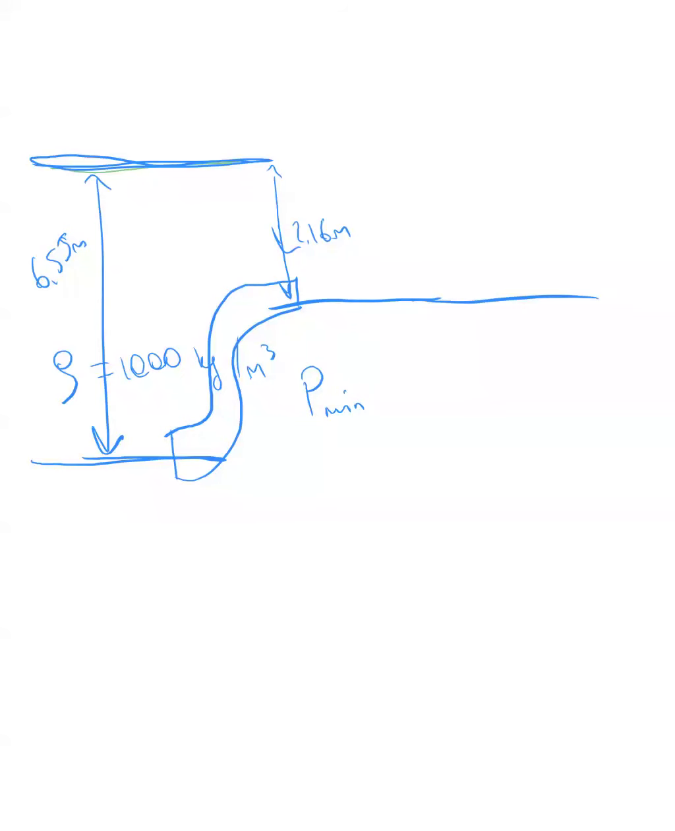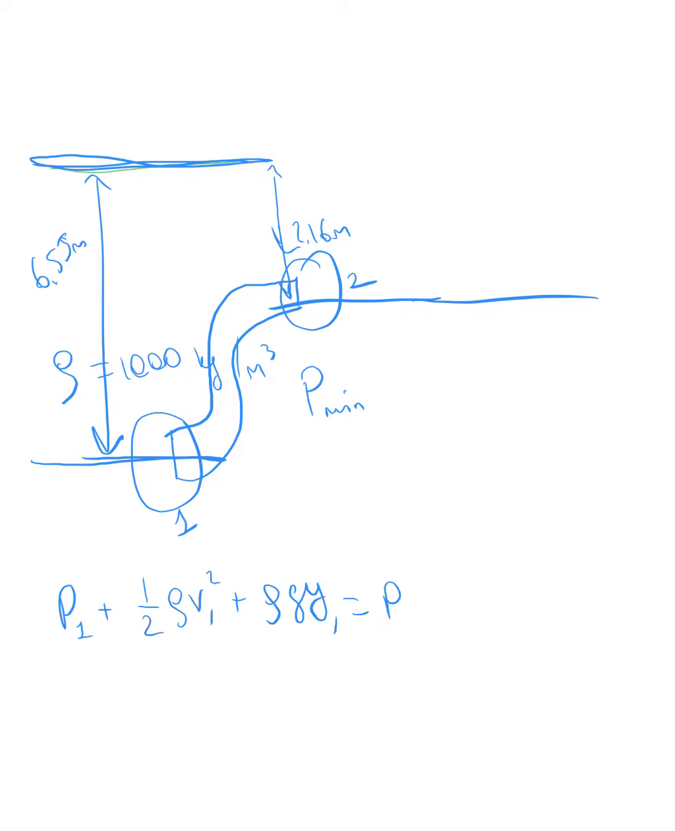To solve this problem, I will use the Bernoulli law. I will call this point 1, and I will call this point 2. Bernoulli law tells me that if I write pressure plus half of rho v squared at point 1 plus rho g y1, this will be equal to the same quantity computed at point 2, so half of rho v2 squared plus rho g y2.